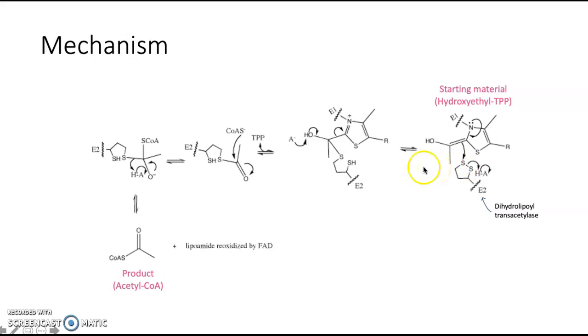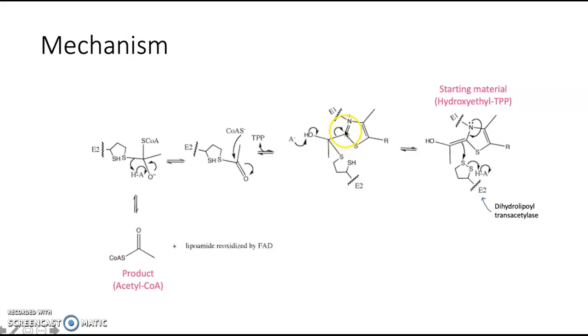And now we can move on to step 2, and TPP needs to leave. Thankfully, we now have water's conjugate base available to deprotonate our alcohol. So when the alcohol is deprotonated, the electrons from the OH bond drop down to form the carbonyl, causing the bond between TPP and our molecule here to break. Because carbon, we know, can't have 5 bonds, and TPP is the best leaving group.